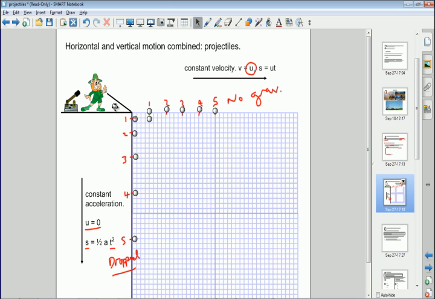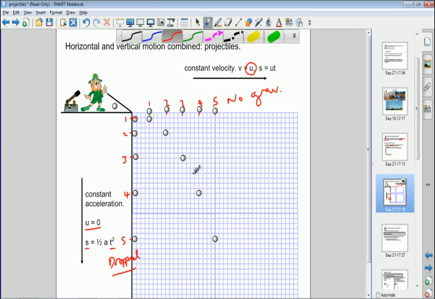the first second. By the second second, it will have gone along by that much, and it will also have fallen that much. In the third second, it will have gone along this far, and it will have fallen to the same point there. In the fourth second, it will have gone along this far and at the same time fallen as far as that point there. And in the fifth second, it will have gone this far and it will have fallen that far. So you can see now the arc that the projectile has made up.